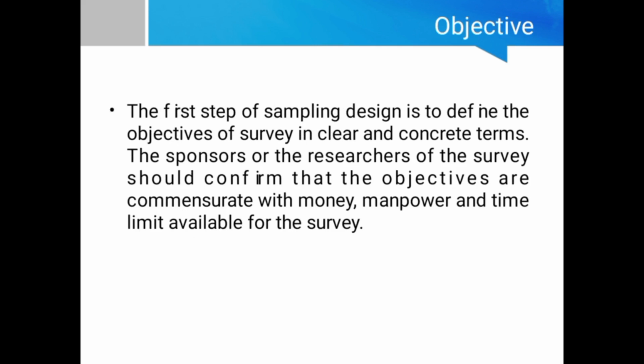Objective. The first step of sampling design is to define the objectives of the survey in clear and concrete terms. The sponsor or the researcher of the survey should confirm that the objectives are commensurate with the money, manpower, and time limit available for the survey.